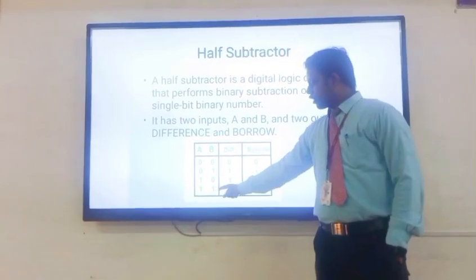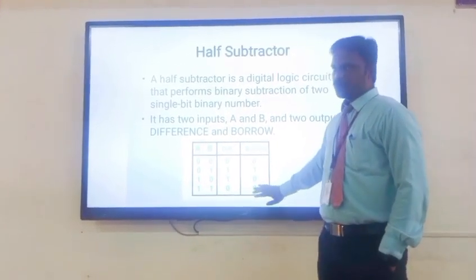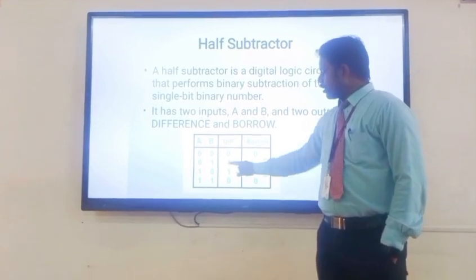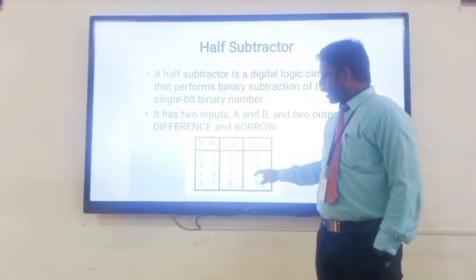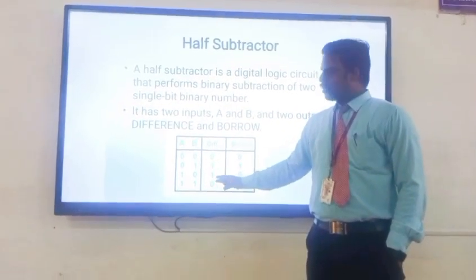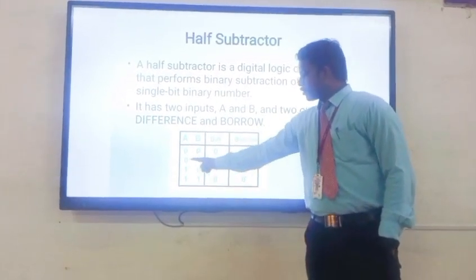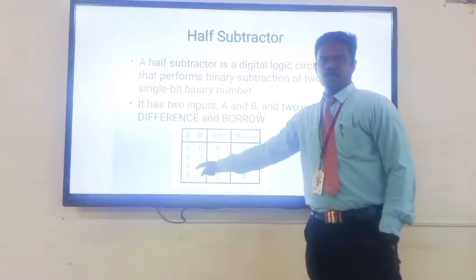Your third combination is 1, 0. 1 minus 0 is 1, and here there is no borrow, so it is 0. The last one is 1, 1. 1 minus 1 equals 0. Here also there is no borrow, so it is 0. In the second combination alone, we have one borrow, because 0 minus 1 is not possible. So for input A, we have to take 1 borrow.